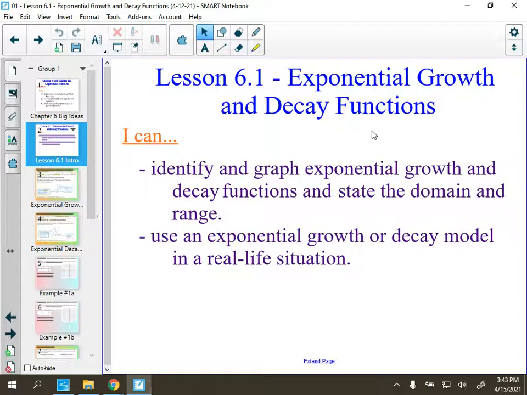Today specifically, like I said, 6.1, exponential growth and decay functions. We're going to hit all that stuff. So we'll graph them, domain and range, and then look at a couple different models on those exponential growth and decay functions and how they could potentially apply to some real life situations. So without delay, here we go.